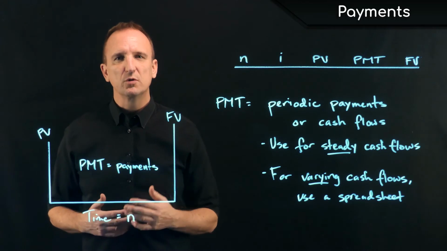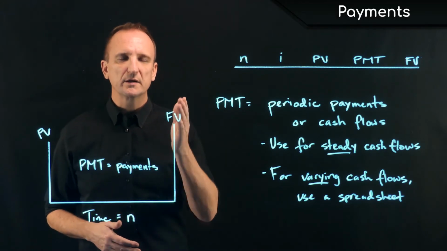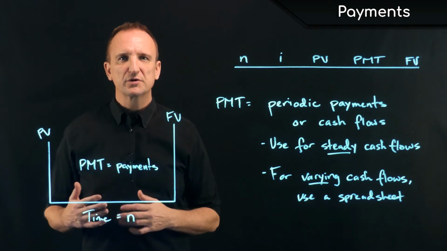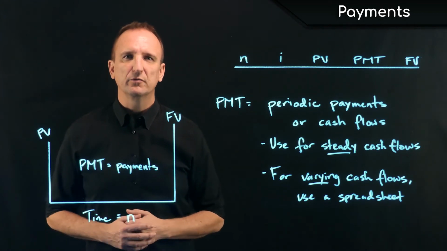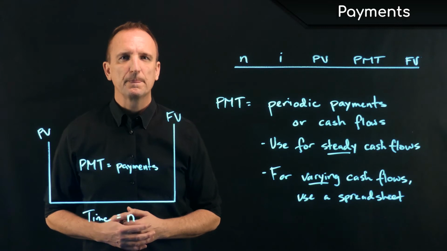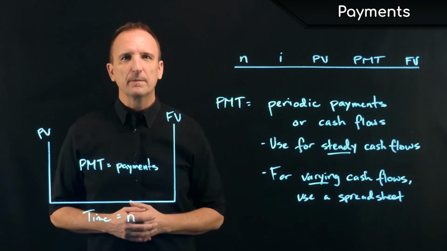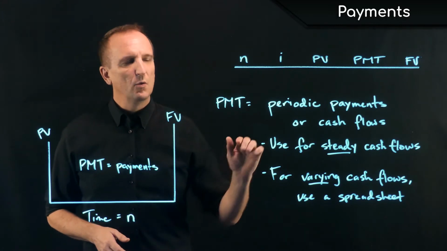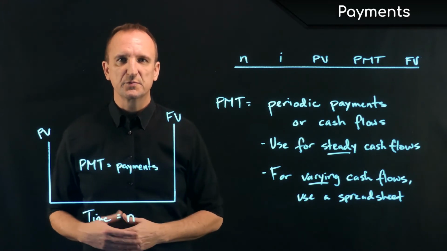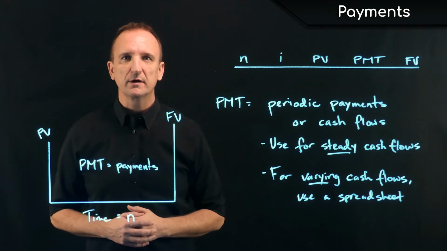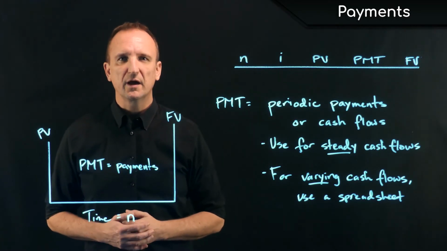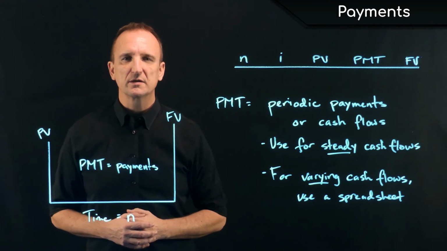It's important to distinguish that payments are not the same as the future value or a final cash flow. Payments represent ongoing cash flow throughout the life of the term. In the calculator, we use payments or periodic cash flows when we have steady cash flows, which means that they are the same each period. It's very easy to just enter that as your payment in the calculator and finish your analysis.